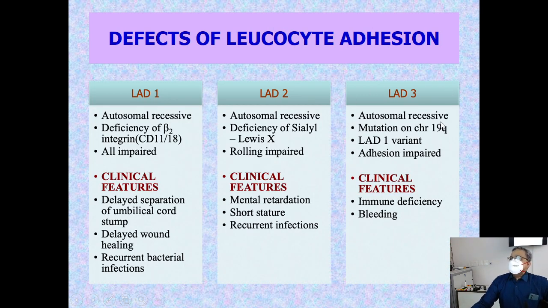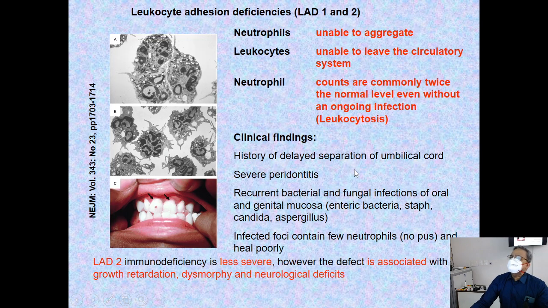Now there is a third type also. What do patients present with? Poor wound healing of various types, recurrent bacterial infections. Sometimes you can get immune deficiency and bleeding. All this can happen if the leukocytes don't adhere. These are certain examples. You are getting recurrent inflammation of gums. Mostly with all of these phagocyte defects, you will get bad teeth as the main feature.